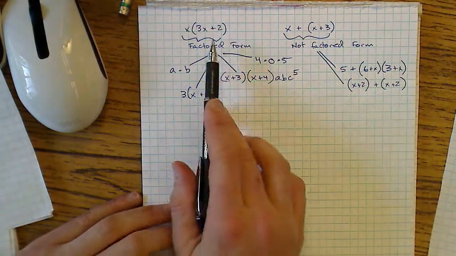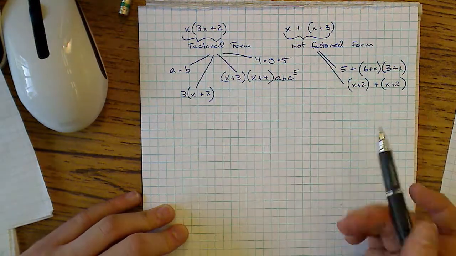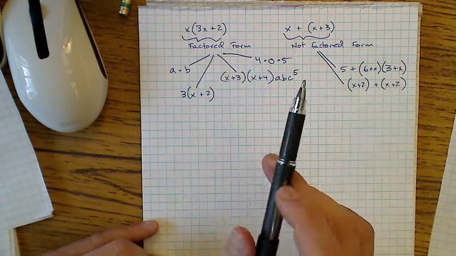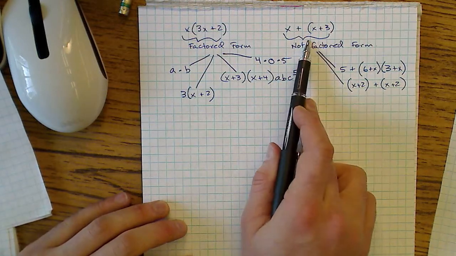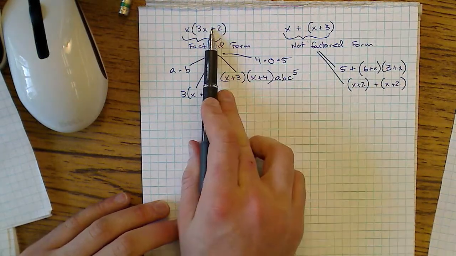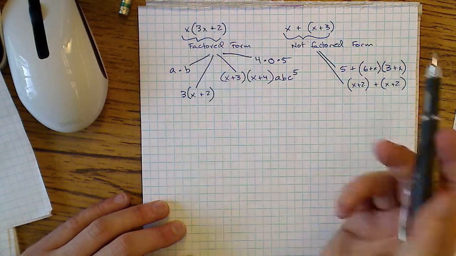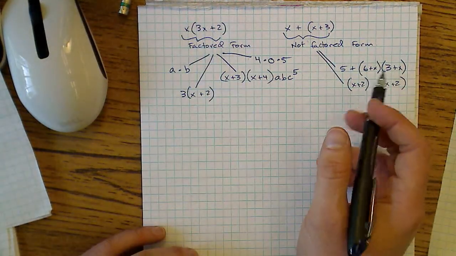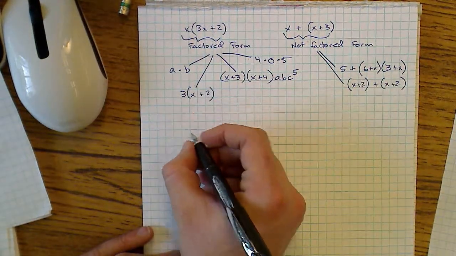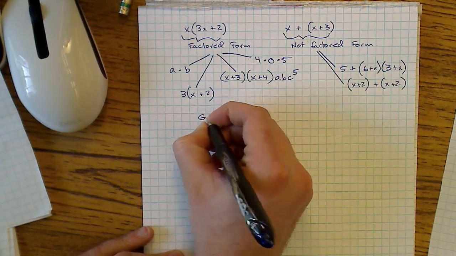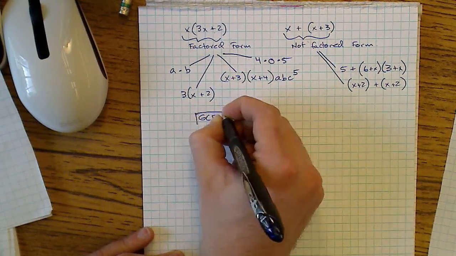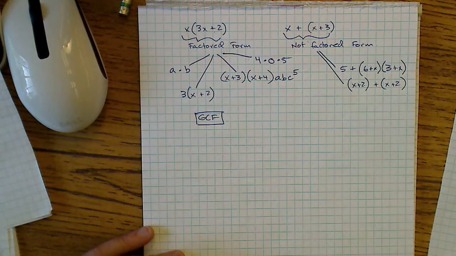Okay, well, how do we turn expressions into factored form? It's a really, really useful skill in algebra to be able to take an equation that's not in factored form and turn it into one that is. So I'm going to try and show you some ways that we can do that. The first way that we're going to learn for factoring is called factoring out the greatest common factor. So I'm just going to say GCF.